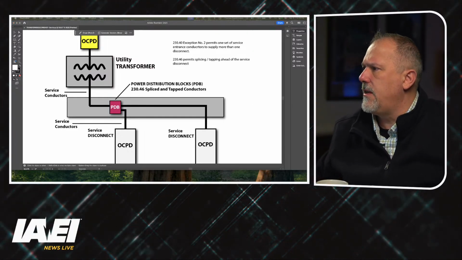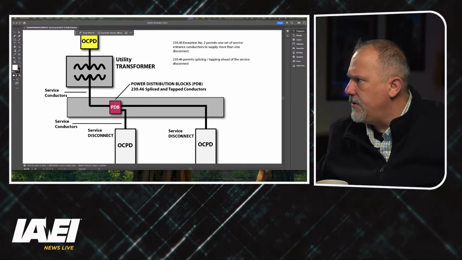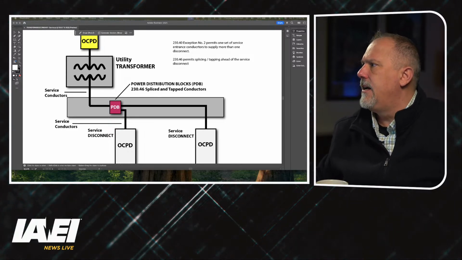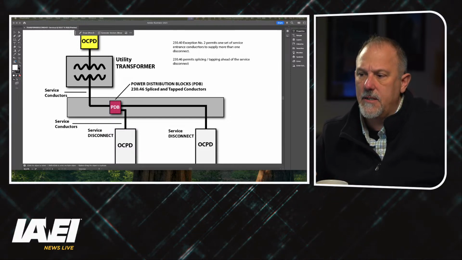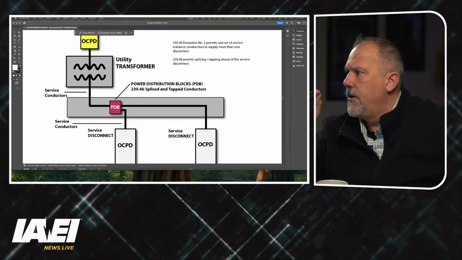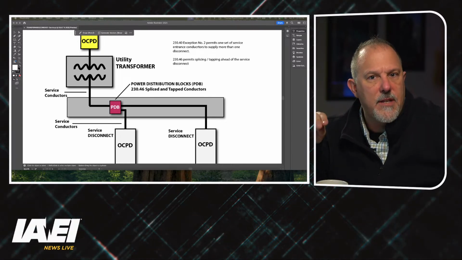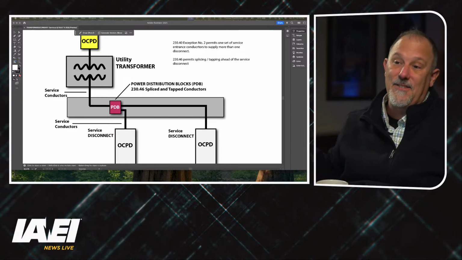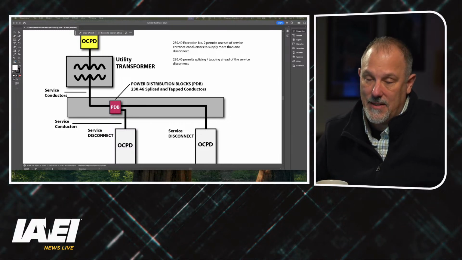230.82, is it 230.82, Robert? 230.82, yes. It tells you what can be placed on the line side, on the supply side of the service disconnecting means. You have your meter sockets that are permitted there, your cable limiters, power distribution blocks. But power distribution blocks is not in 230.82. We fixed that in the 2026 code cycle.